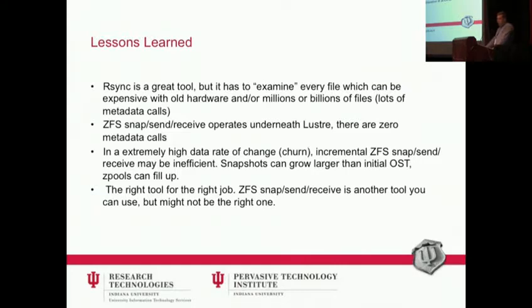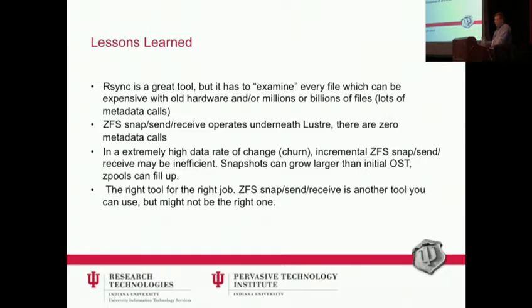Some of the things we've learned from trialing this: rsync, like I mentioned, is a great tool and we've used it before, but there is overhead no matter how much you can spread it out or parallelize its lists. There's an overhead to check the source and destination. When you're talking about millions or billions of files in our examples, it takes a while just to compare the lists. The ZFS snapshot send receive method operates underneath Lustre, so there are no Lustre metadata calls needed to compare anything.